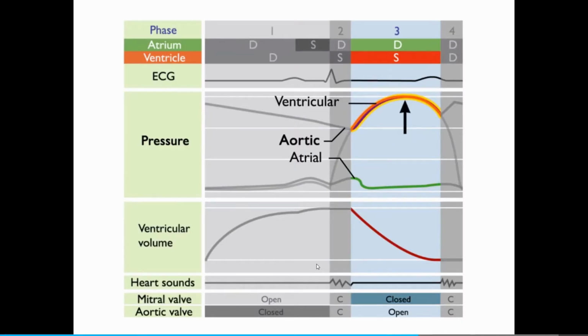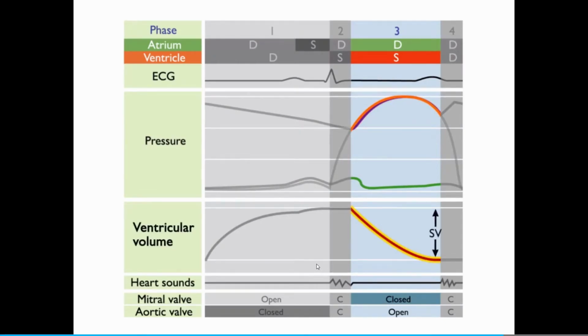Aortic pressure increases to its maximum value, the systolic pressure, and then begins to decrease. As blood is pumped from the ventricle, ventricular volume decreases. The volume of blood ejected from the left ventricle is the stroke volume. The volume of blood that remains in the ventricle after contraction is the end systolic volume, or ESV.